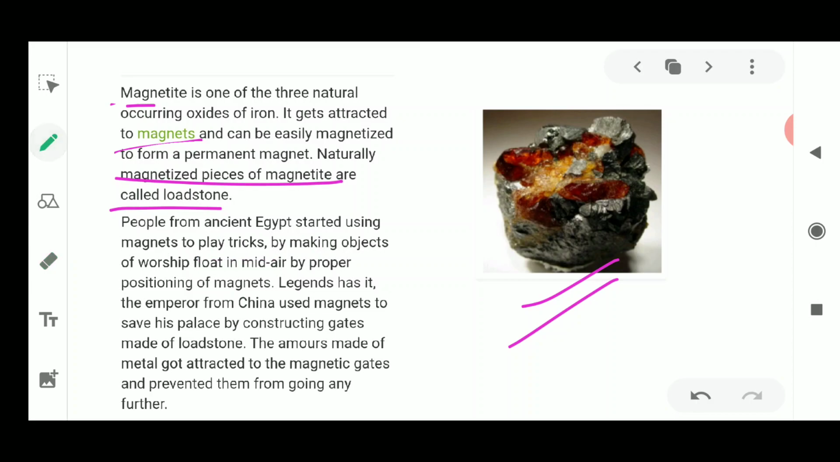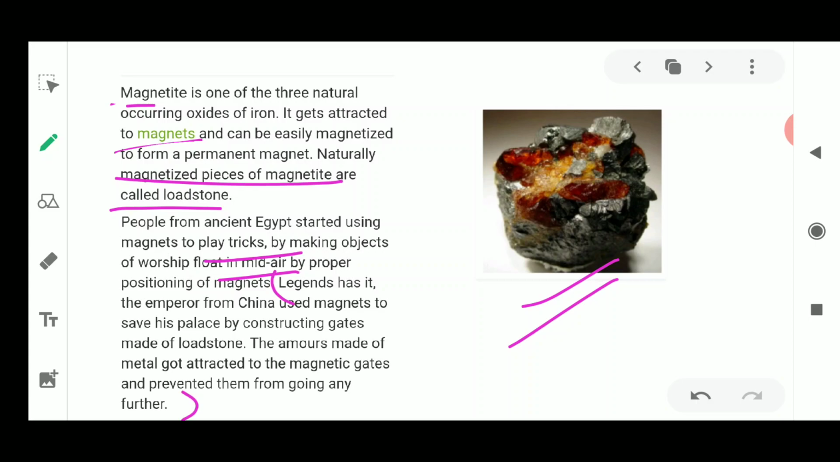Okay, so they started playing tricks over this. But these Egyptian people started playing tricks using these lodestones. Legends have it, and this legend is also written here, that the emperor from China used magnets to save his palace by constructing gates made up of lodestone.